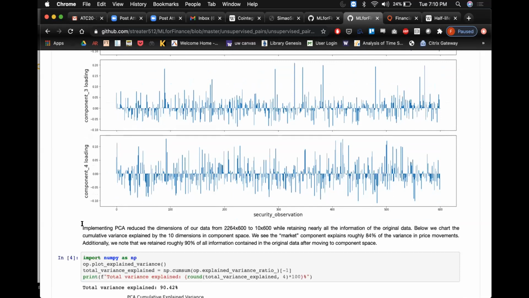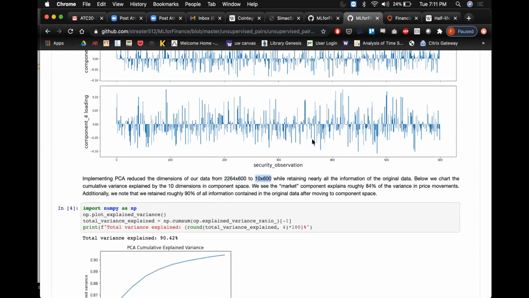However, once we've implemented PCA, we've reduced the size of our problem drastically. In our original data set, the dimensions are roughly 2,000 by 600, and after PCA, we have reduced it to just a 10 by 600 problem. It really reduces the amount of data that we're looking at, and even though there's a large reduction, we're still able to explain with these 10 components almost all of the variance within the data set.